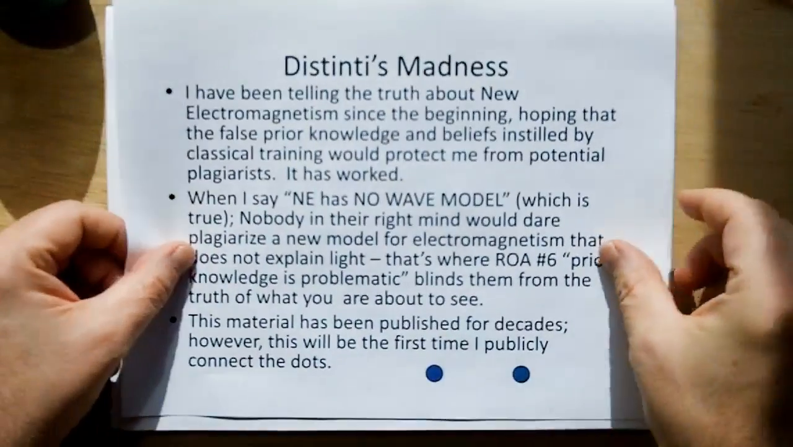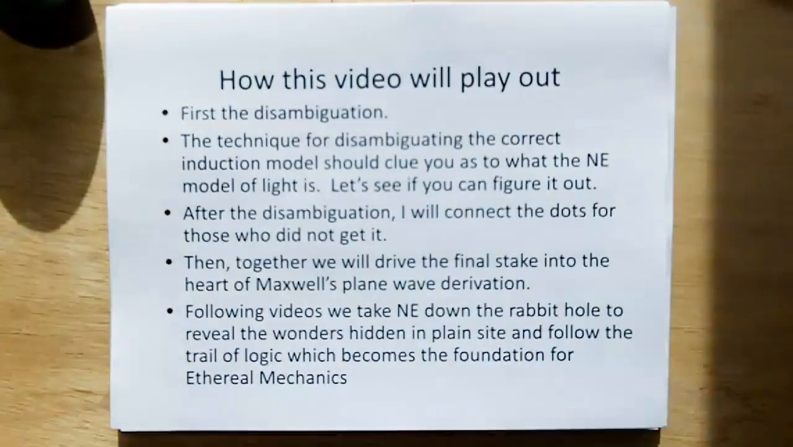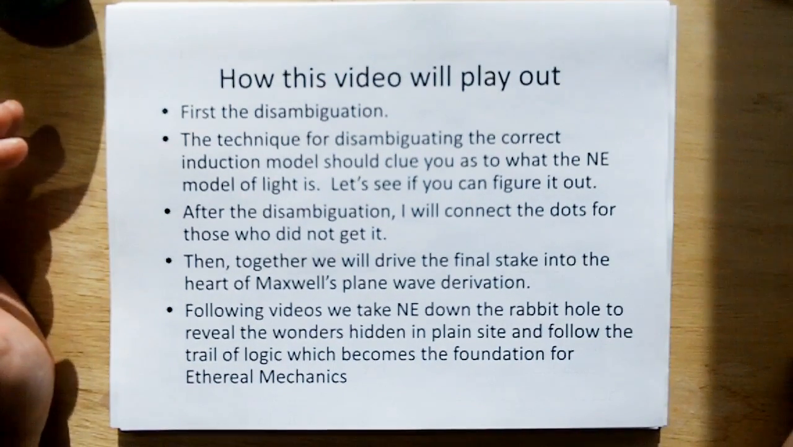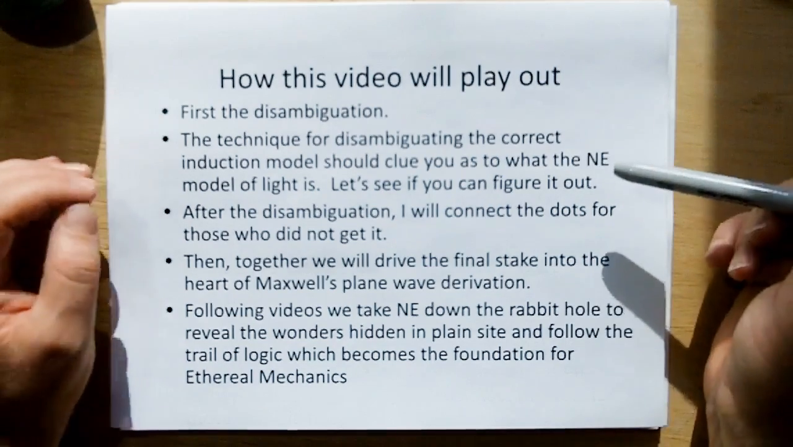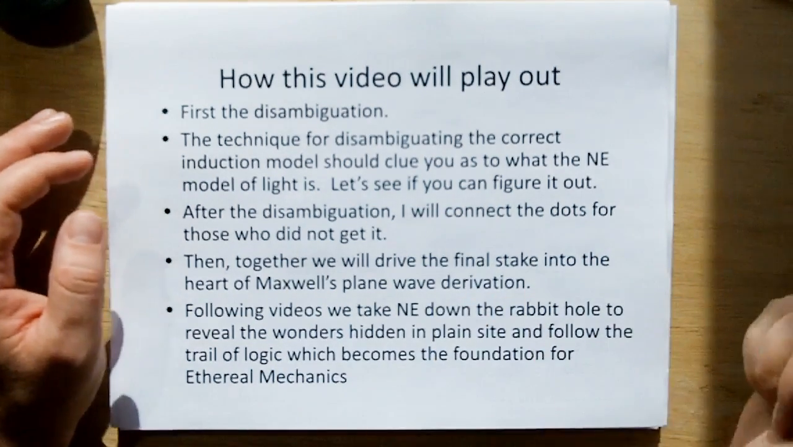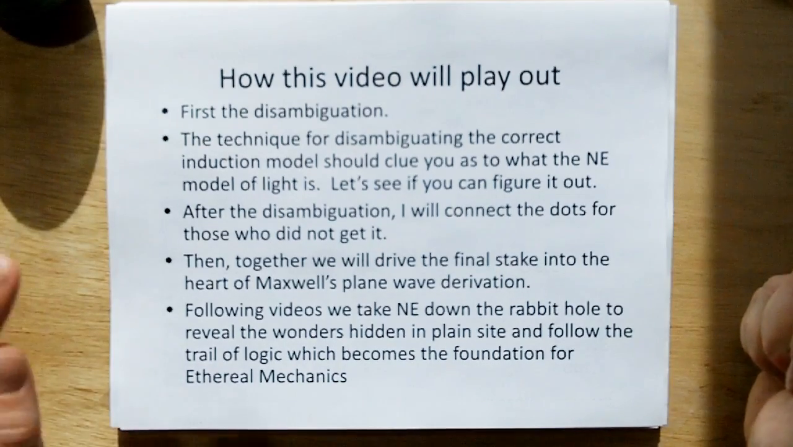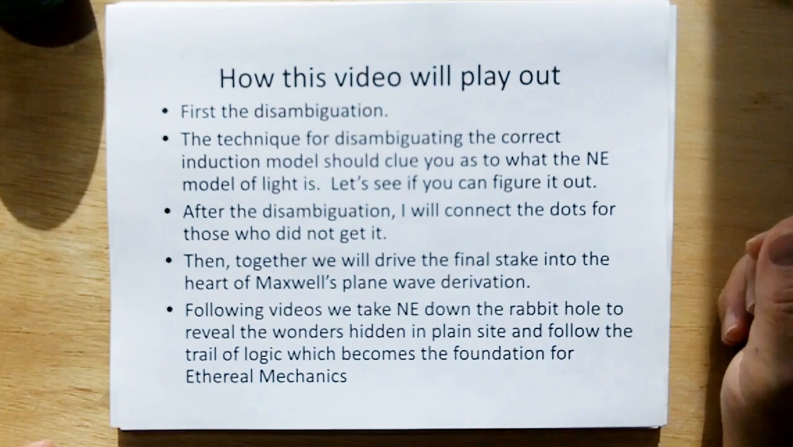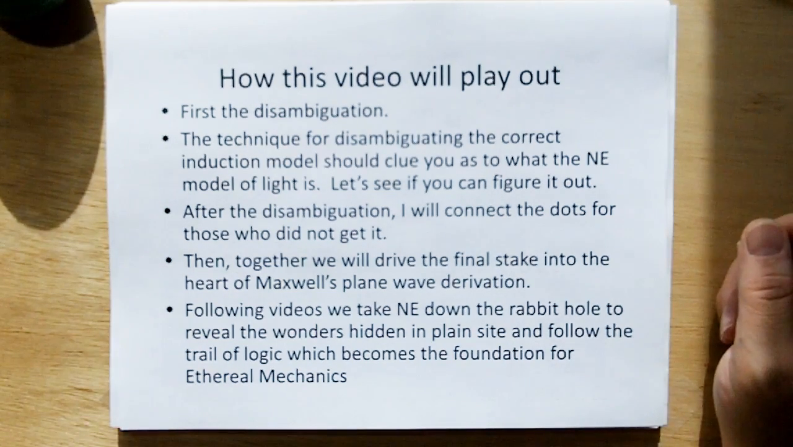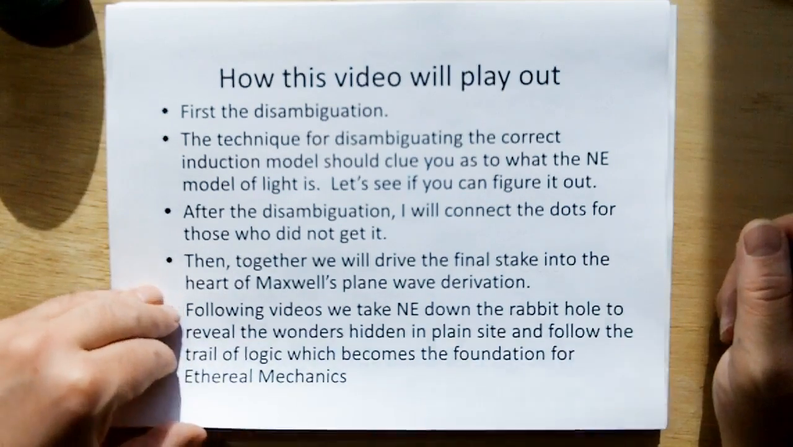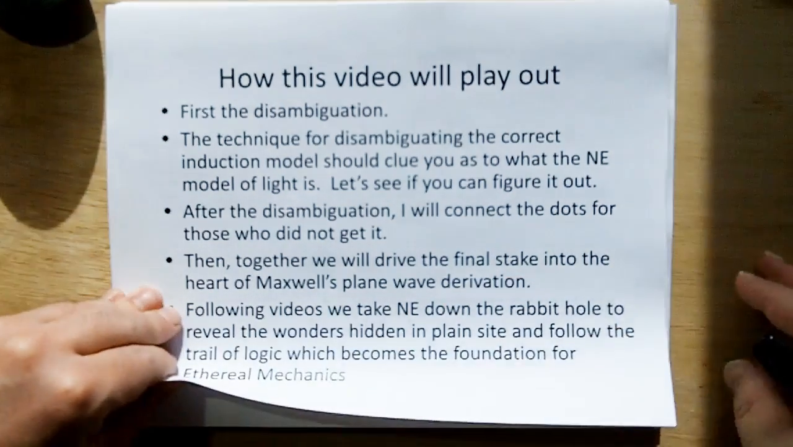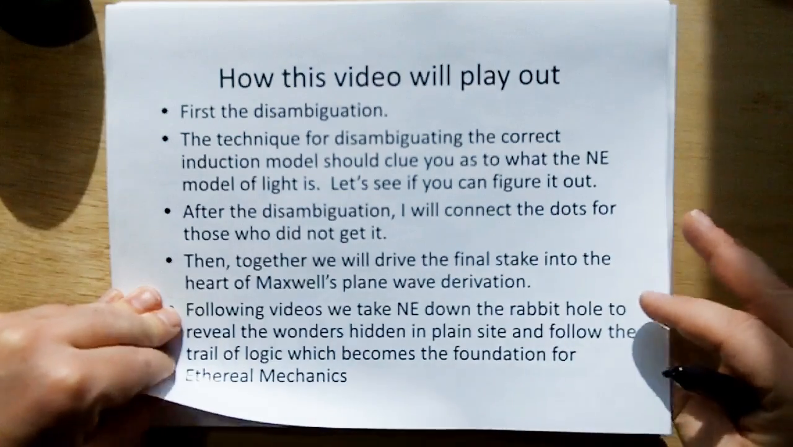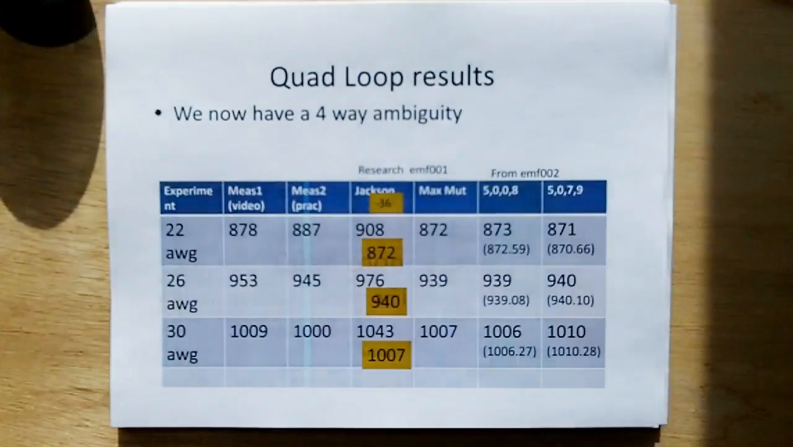So what I'm going to do in this video is connect the dots for you. Here's how this video is going to play out. First we're going to do the disambiguation. And the technique for disambiguating the correct model should clue you into what the new electromagnetism model for light is. Let's see if you can figure it out. After the disambiguation, I'll connect the dots for those people who didn't get it. And then together today we'll drive the final stake into the heart of Maxwell's plane wave derivation. And in the following videos we're going to take new electromagnetism down the rabbit hole to reveal the wonders that have been hidden in plain sight. Some of the wonders. We need Ethereal Mechanics to go get the rest of them.